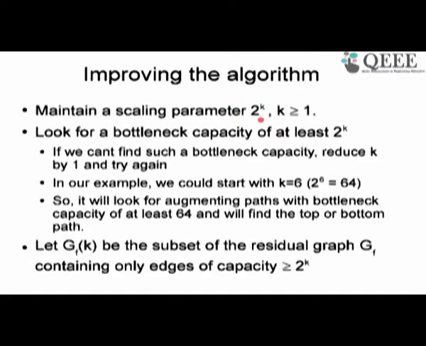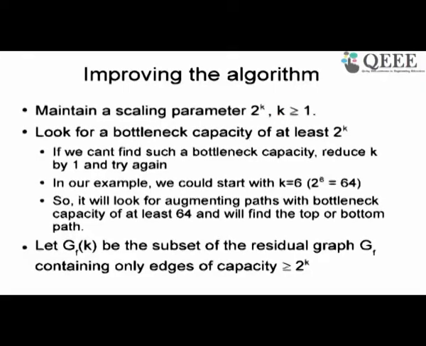So take a number 2 to the k for some value of k and try to see whether you can find a path which augments the capacity by 2 to the k. If I can't augment the capacity by 2 to the k, then I reduce k by 1 and try to do 2 to the k minus 1, half. If I can't do 2 to the k minus 1, I reduce k by further 1, try 2 to the k minus 2. Like this, I keep trying to reduce the capacity starting from some large number.